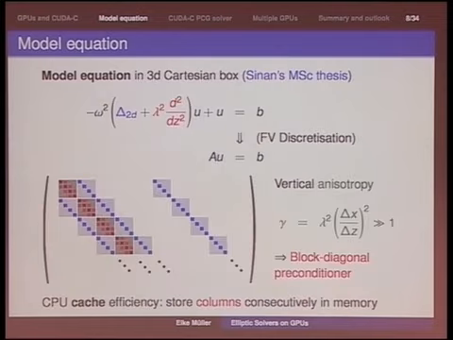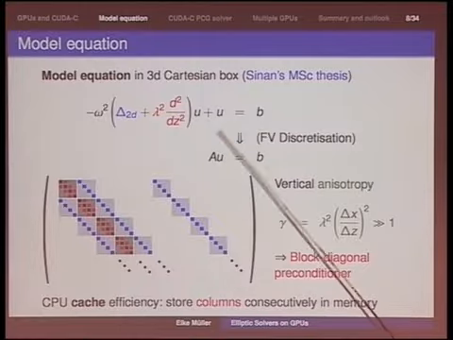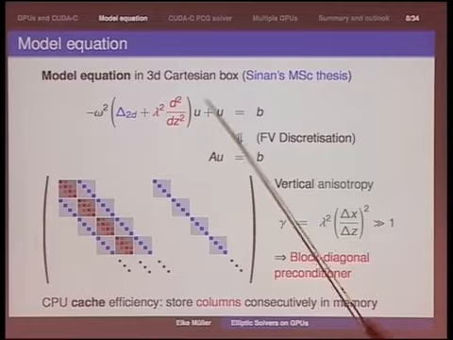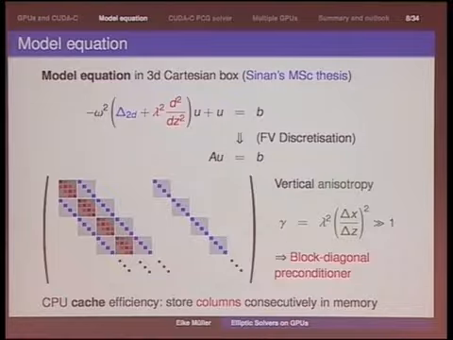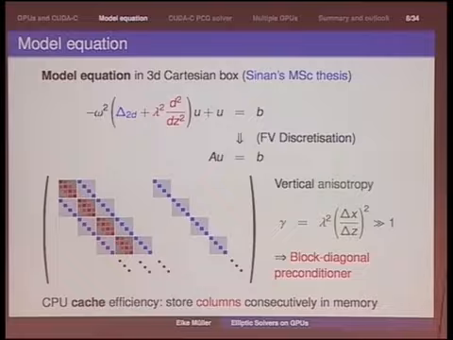Okay, so what Sinan did in his MSc thesis is look at the simplified equation in the Cartesian box. So we just take the same equation, but we left out this curvature, this derivative in spherical coordinates, and just replaced it by an ordinary derivative. And we use a finite volume discretization, and then we obviously get a linear algebra problem.